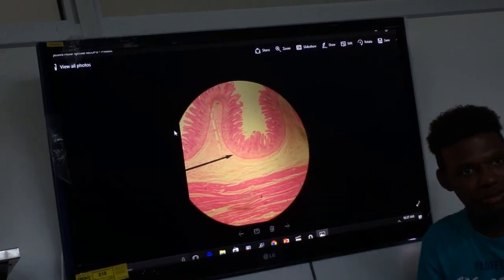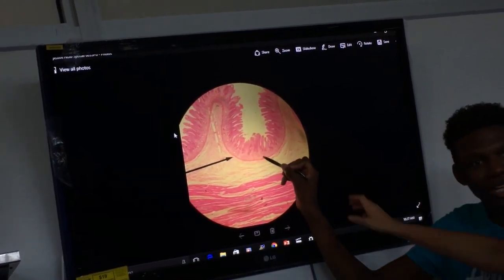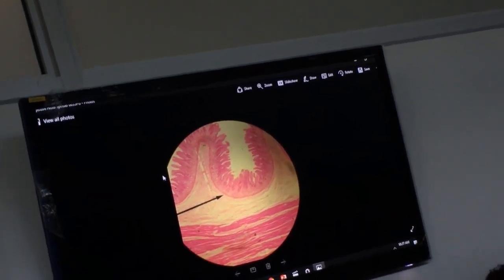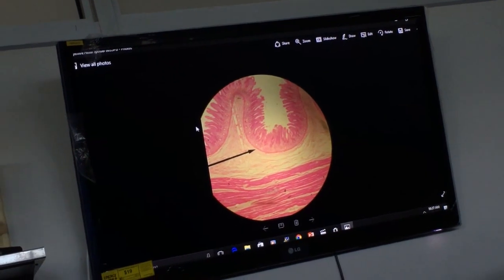Oh, this thing is the gland? Yes. You see them? And they're mucus glands, right? Sure. So that's pyloric stomach.